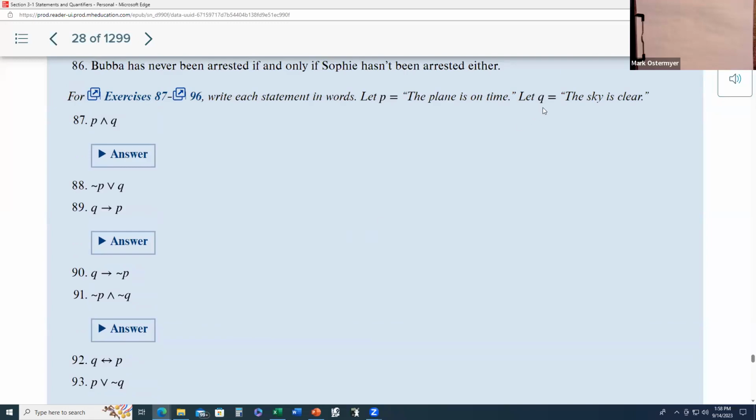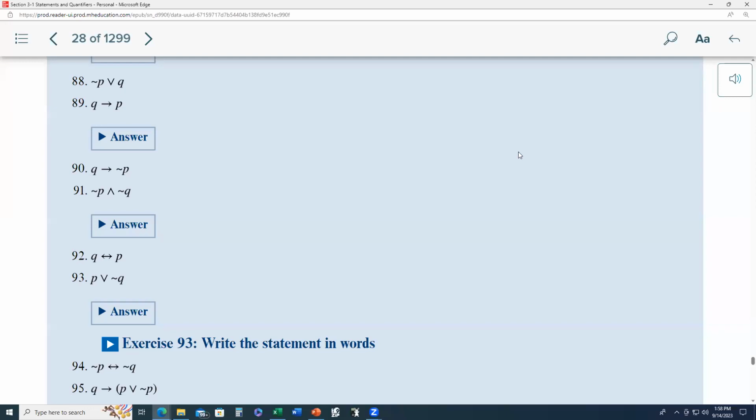Remember, Q was the sky is clear, P is the plane is on time. So how about 95? If the sky is clear, then the plane is on time or the plane is not on time. That's it. Yeah. That's a conditional.